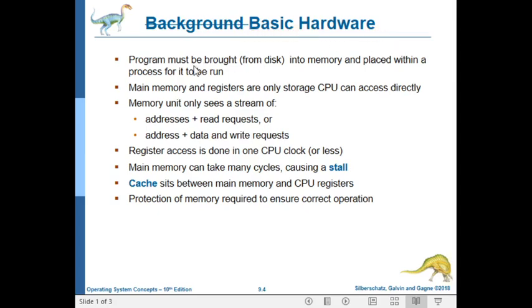The program must be brought from an input device into main memory and placed within a process for it to be run. Since main memory and registers are the only storage that the CPU can access directly, that's why we need to put a process into main memory. The main memory unit only sees a stream of address and read requests, or address plus data and write requests.